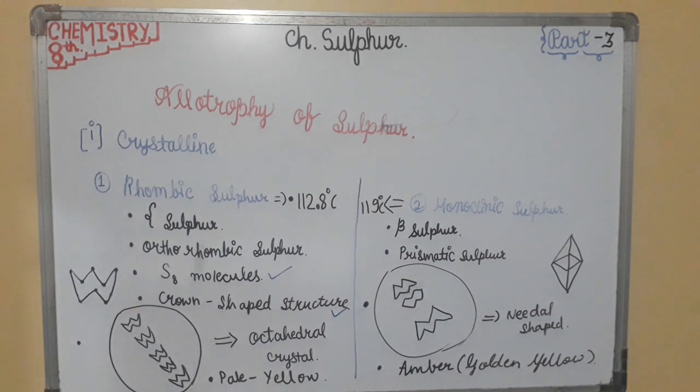In part 4 we will learn the amorphous forms of sulfur. There are 4 forms. Then we will see the preparation of amorphous forms of sulfur, then the physical properties of one type of sulfur. I hope you have understood this part.